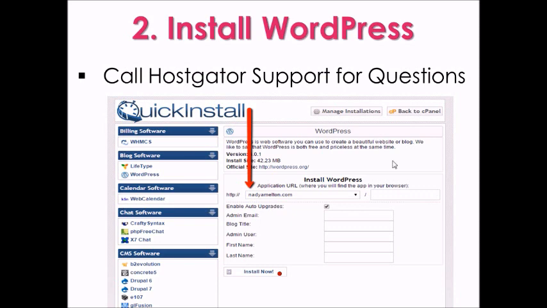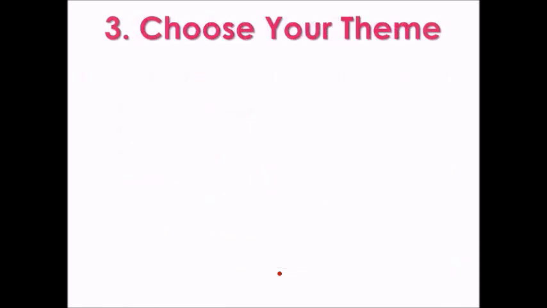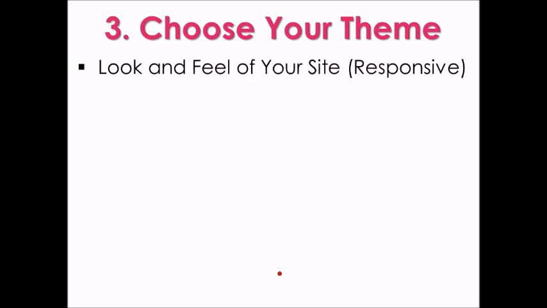So this is going to be the screen that you see. You're going to choose the domain name, and then create your admin details, and you install, and you are now ready to go. Once that's done, we're going to choose your theme. Now again, if you have any problems going through step 1 and step 2, you can reach out to your domain provider or to HostGator, and they're going to help you complete those 2 steps.